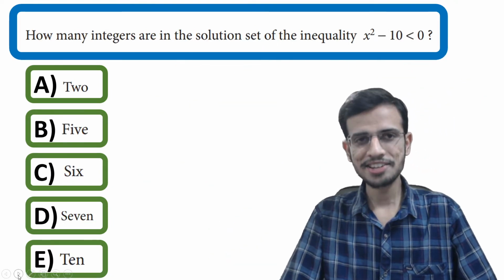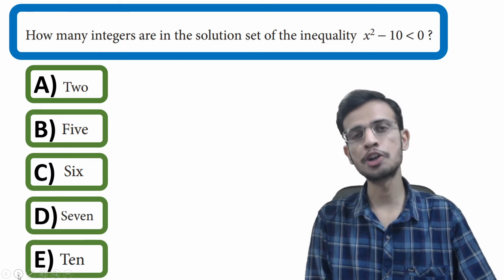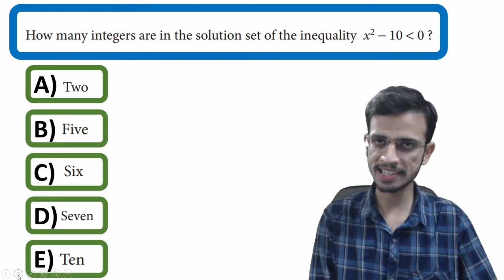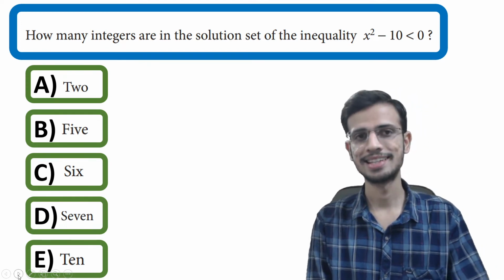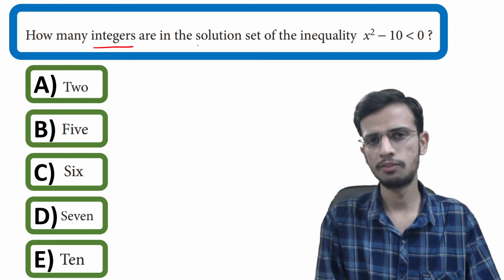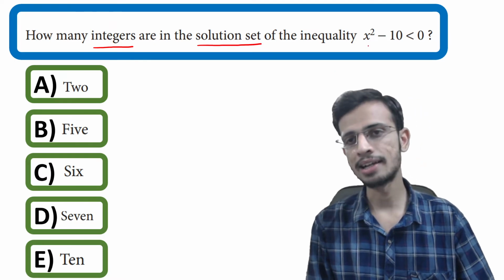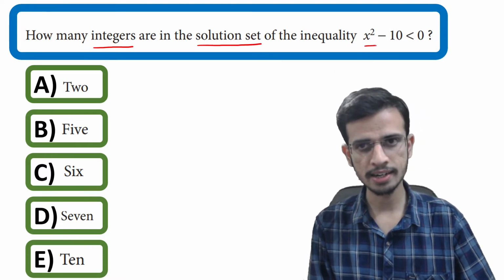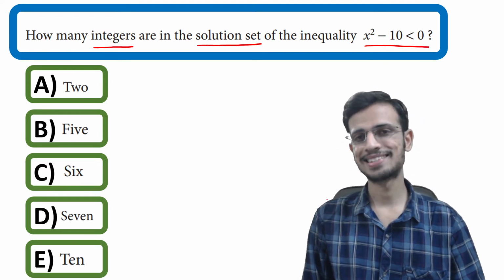This question is very interesting. How many integers are in the solution set of the inequality? As I discussed earlier, we are going to deal with equations as well as inequalities. So how many integers will be there in the solution set? What is a solution? Values of x which will satisfy this inequality: x square minus 10 less than 0. The options are 2, 5, 6, 7 and 10.